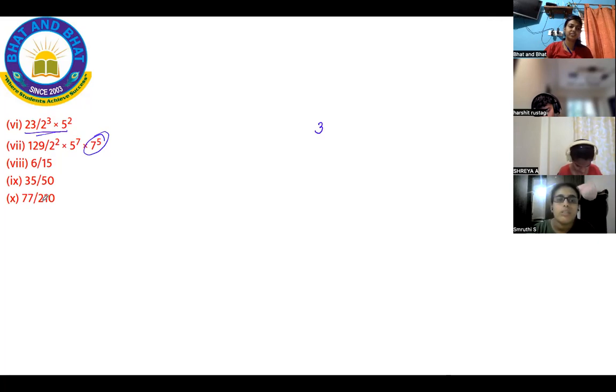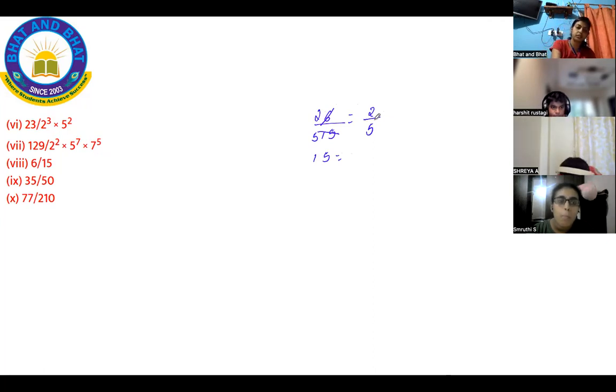Why did I write 3 here? 6 by 15. So 15, what are the factors for 15? 5 into 3s are 15. Or you can just simplify it like this. 3 2s are 6 and 3 5s are 15, as I told, ma'am. Okay, okay. This is fine. 2 by 5, if you take, you know it is a terminating decimal. Correct? Because 5 is in the form of 5 raised to 1, 2 raised to 0, denominator.